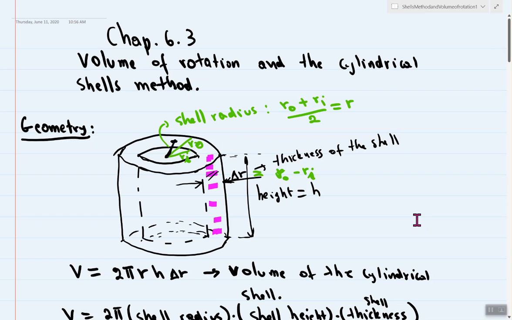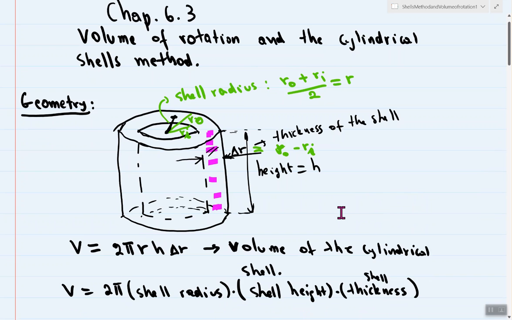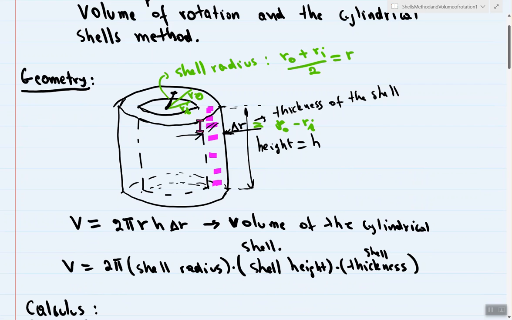We're going to discuss volume of rotation and the cylindrical shells method. This is on chapter 6, section 3. So this idea of finding the volume of a cylindrical shell came from geometry.